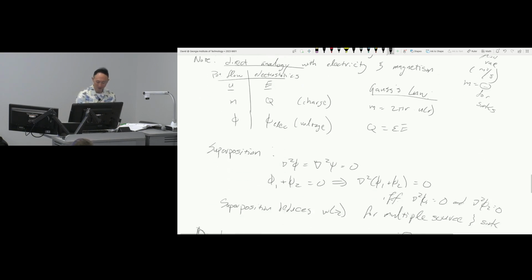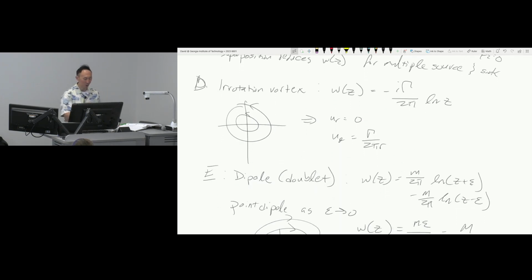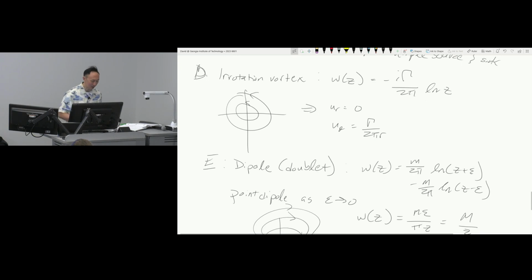And then the idea is if you switch the potential and the stream function, or you just consider that you have the imaginary part here, then you have this irrotational vortex. And you're going to use this for the very last problem of the homework.